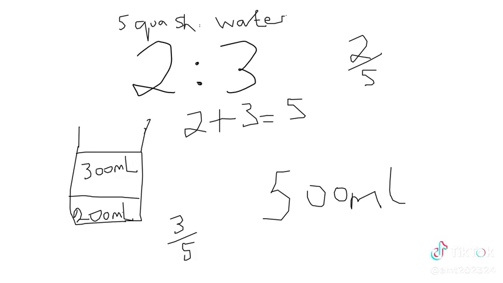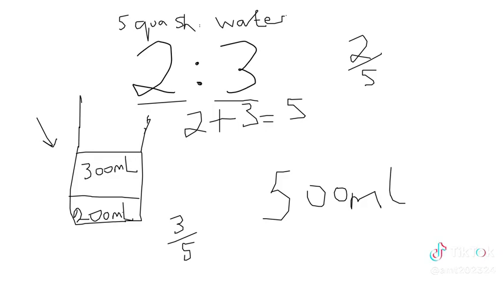So in this context, 2/5 of my jug or cup of drink is squash, and 3/5 of it is water. And then vice versa, 3/5 of my drink is water, and 2/5 of my drink is squash. So this is what I mean by a ratio. I hope that makes sense. So this was a little introduction, a little teaser, and the notation.